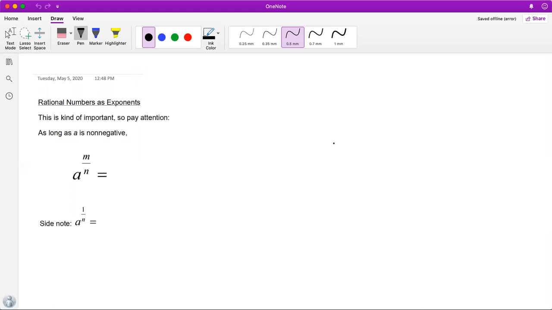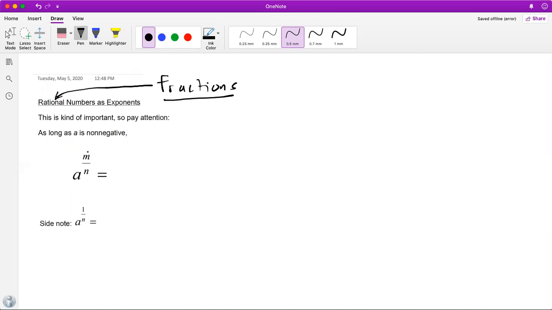Rational numbers as exponents. Rational here means they could potentially be fractions. The exponents could possibly be fractions, and that has a very specific meaning in math. This is important, so pay attention. As long as this number here is not negative, we'll deal with that later.